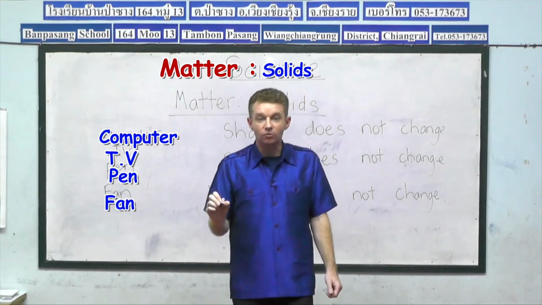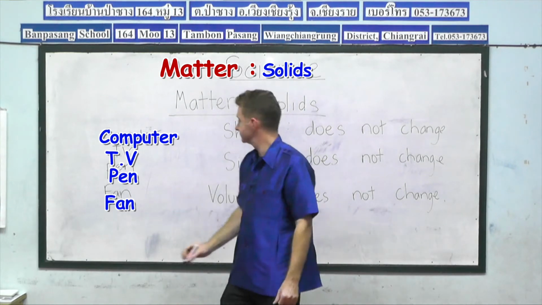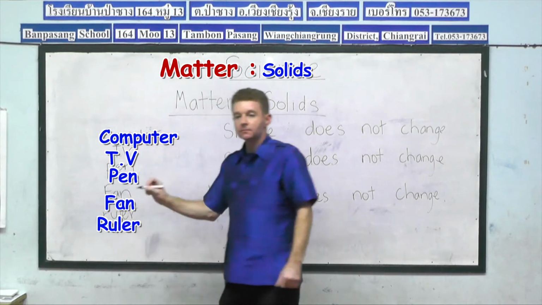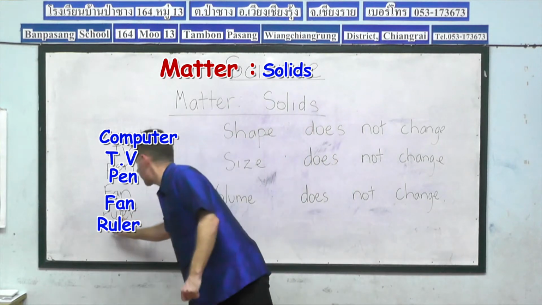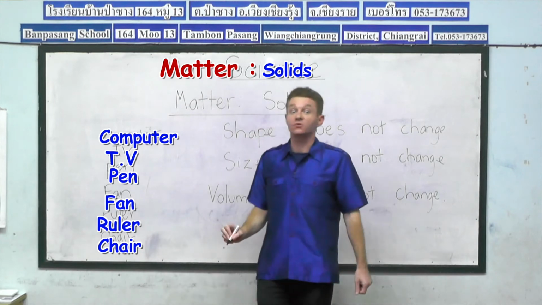Stu, what's your solid object? A ruler. Okay, very good. Ruler is solid. Nadia? Chair. Excellent. Chair. Yeah, air is the type of matter known as gas.